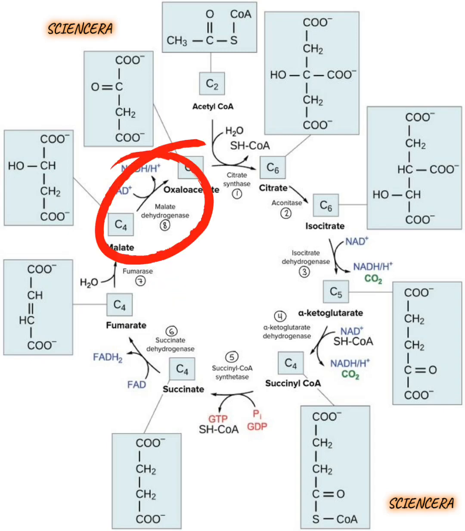Last step, which is your step number 8, malate is dehydrogenated to form your oxaloacetate, which combines with another molecule of acetyl coenzyme A and starts the new cycle. Hydrogens removed get transferred to NAD+, which will form your NADH, and malate dehydrogenase will catalyze this reaction.